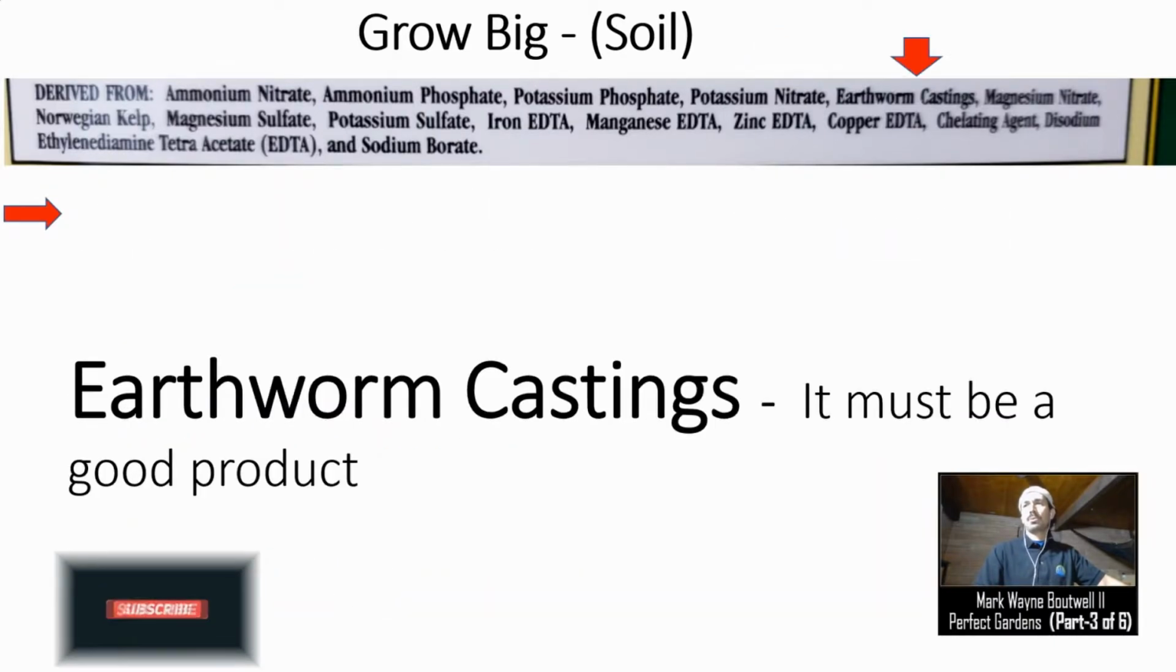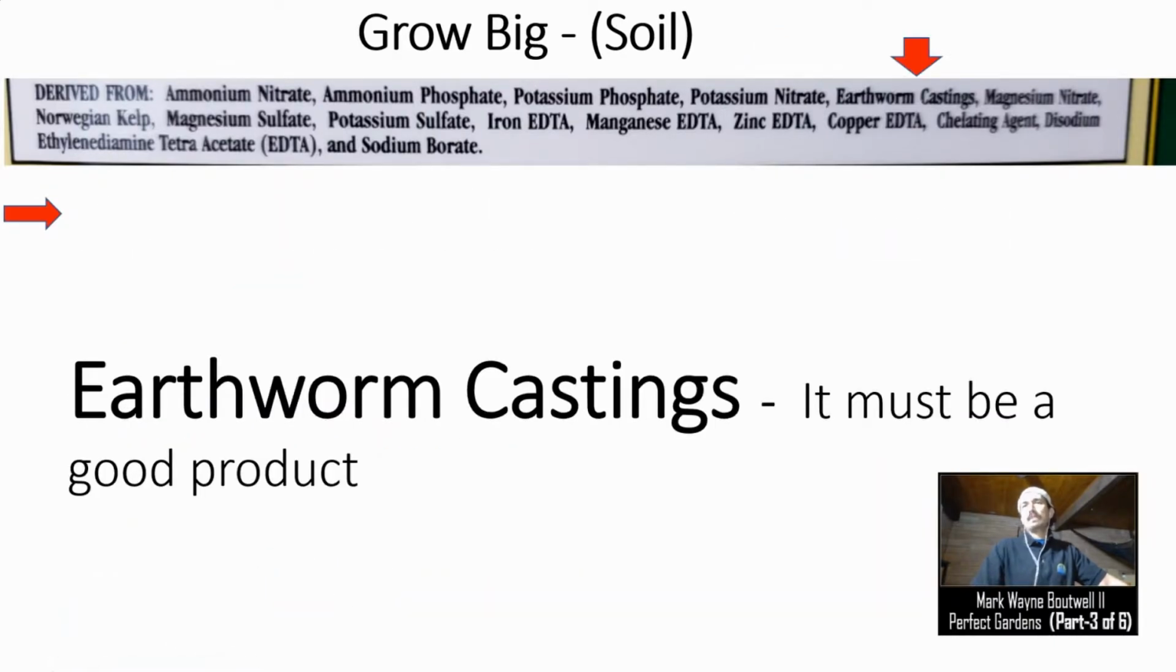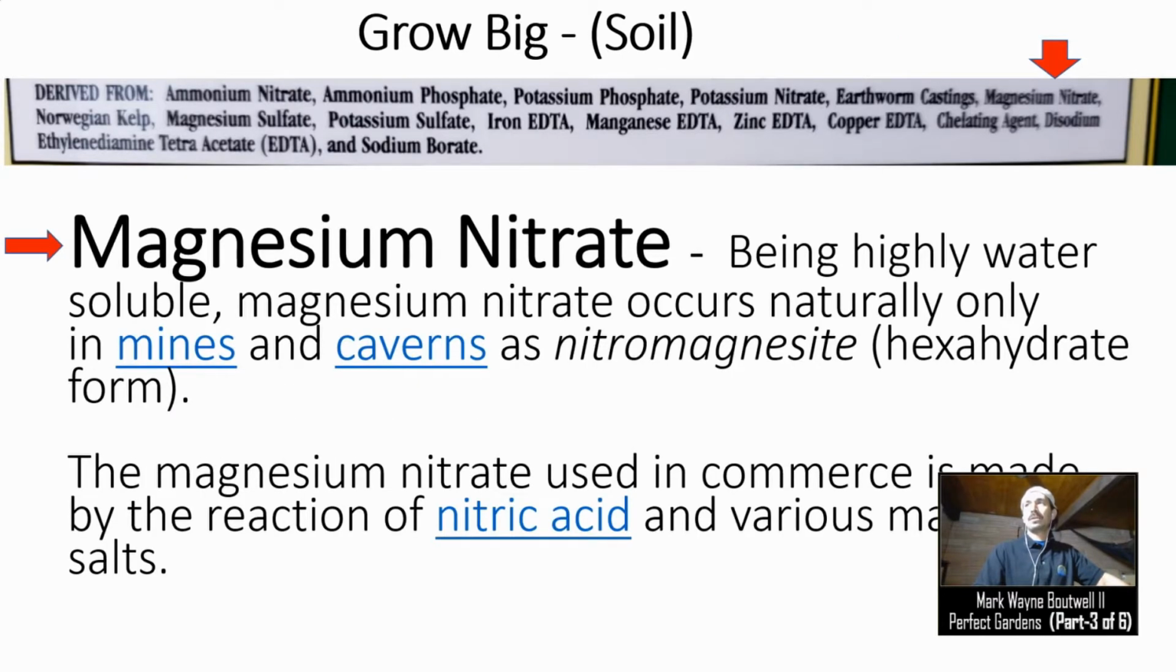Okay, so next one, earthworm casting. Okay, earthworm casting. It must be a good product because there's earthworm castings in it, right? Well, let's go to the next one.